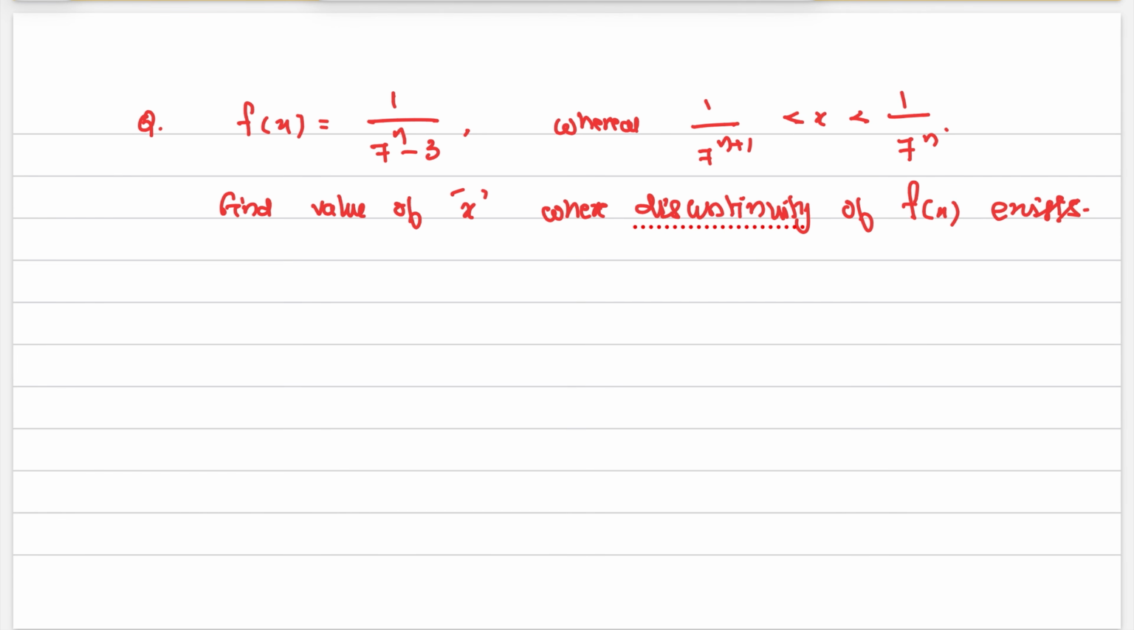Now, as I have already explained what is discontinuity, let's move further. Solution.